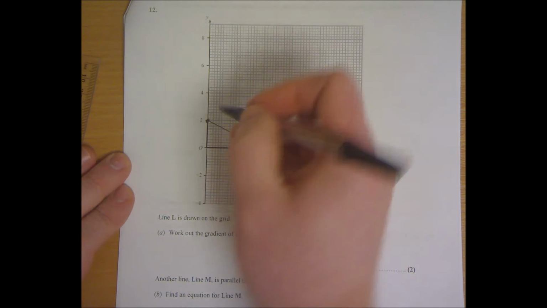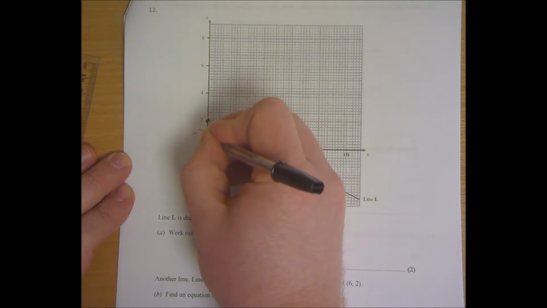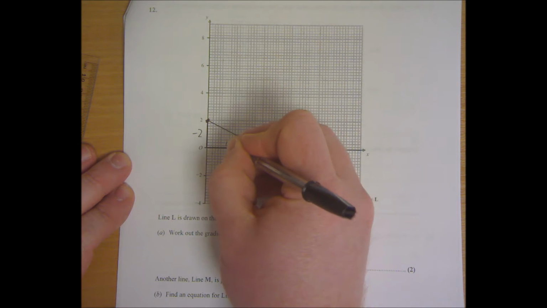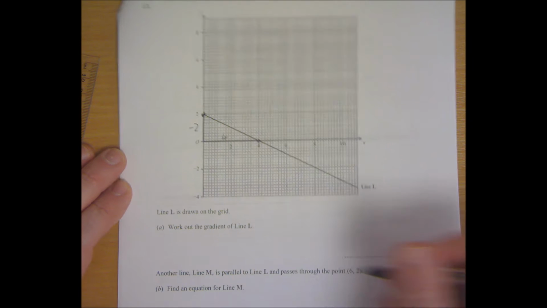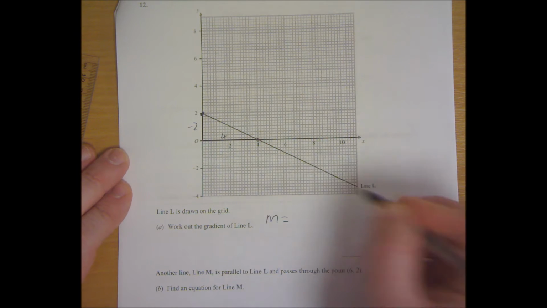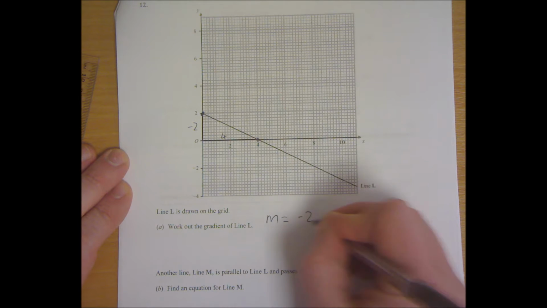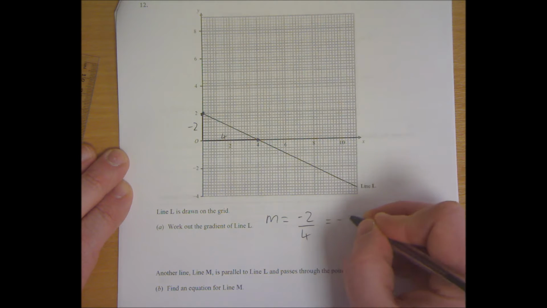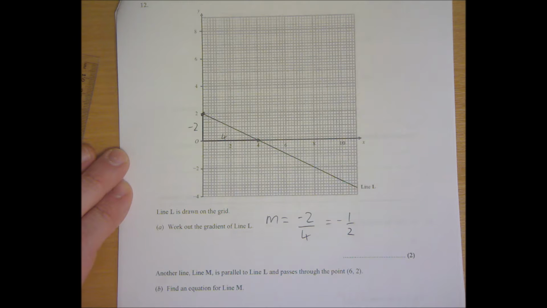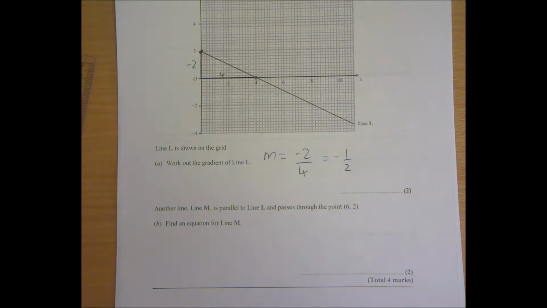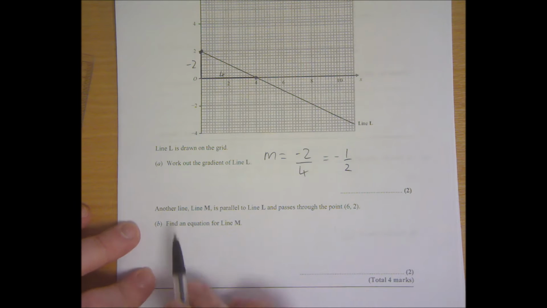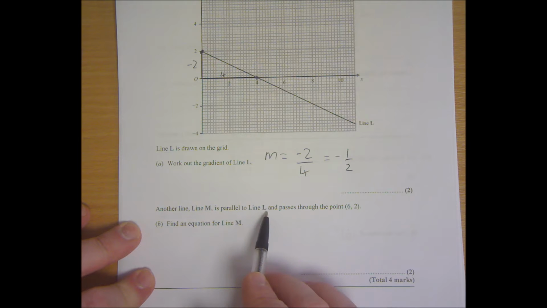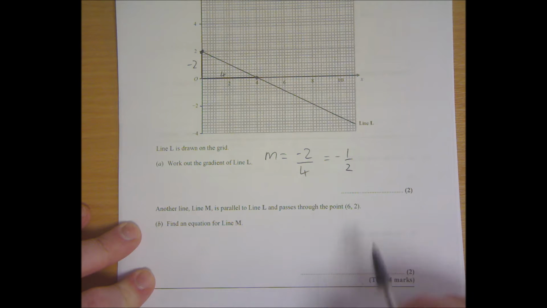so the line is going down, so it's gone down 2, it's gone across 4, so my gradient is the change in y, so minus 2 over the change in x, which is 4. If I simplify that, that's minus a half. Okay. For part B, another line M is parallel to L and passes through the point 6, 2.